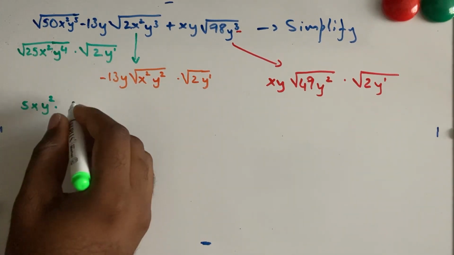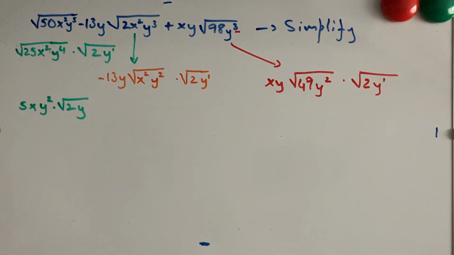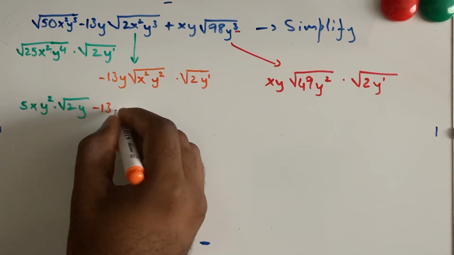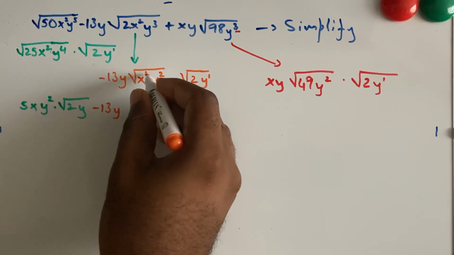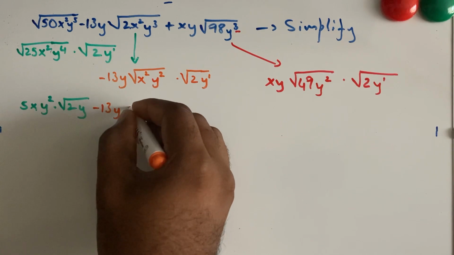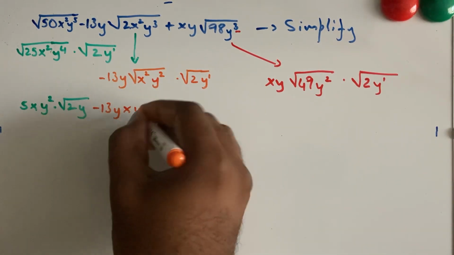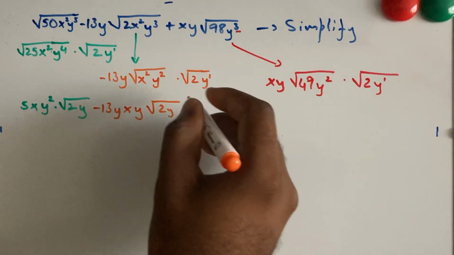Now times the square root of 2y. There's nothing you can do here. You can't break it down. There's nothing you can do, okay? Now next, negative 13y, and you have here x to the 2nd, so the square root of x to the 2nd, 2 by 2 is 1, so it's x to the 1st, 2 by 2 again is 1, so y, then the square root of 2 times the square root of 2y.